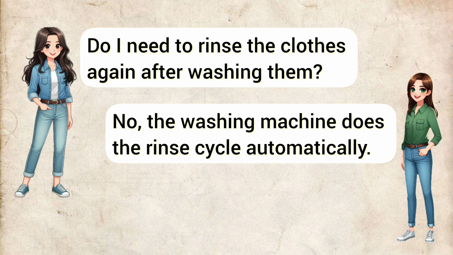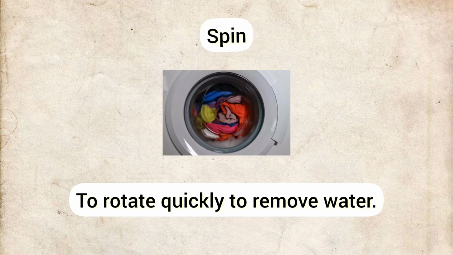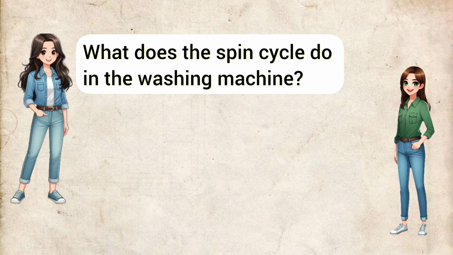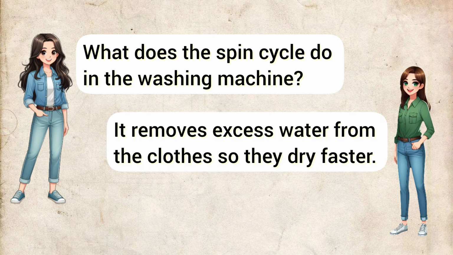Spin. To rotate quickly to remove water. What does the spin cycle do in the washing machine? It removes excess water from the clothes so they dry faster.